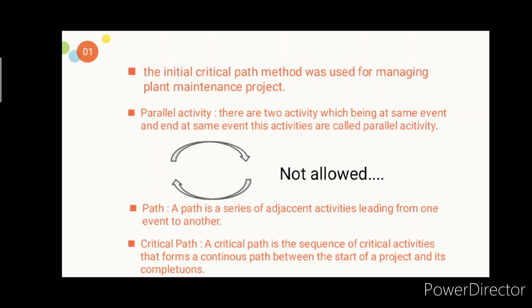Parallel activity: there are two activities which begin at the same event and end at the same event. These activities are called parallel activity. Path: a path is a series of adjacent activities leading from one event to another. Critical path: a critical path is the sequence of critical activities that form a continuous path between the start of the project and its completion.